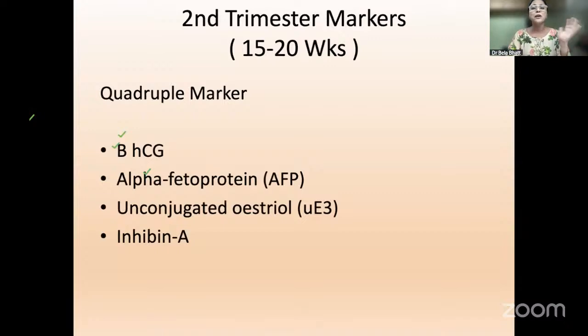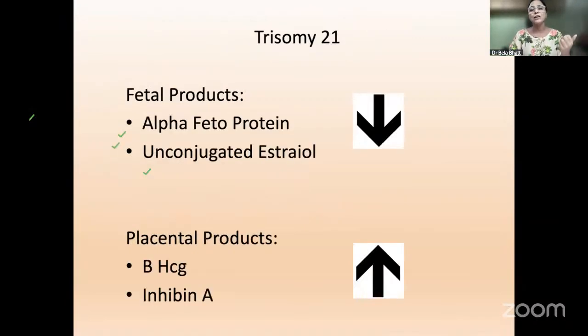Now, what if the patient has missed the first trimester screening? The patient comes directly in the second trimester, 15, 16 weeks. Then do you have anything to offer? Yes. We have the quadruple marker, which is a combination of beta HCG, alpha fetoprotein, unconjugated estriol, and inhibin A. And let's have a look at the combinations.